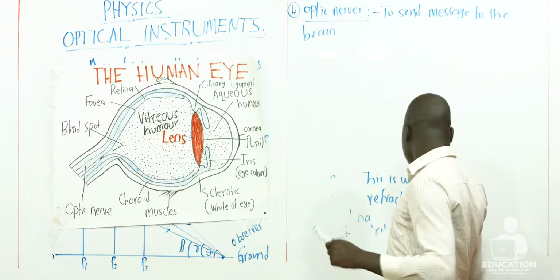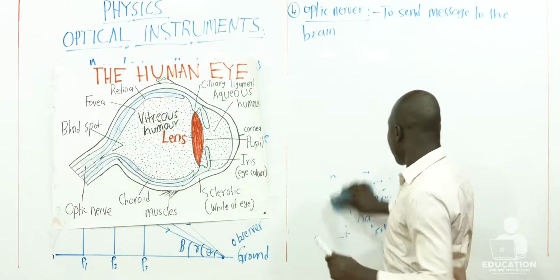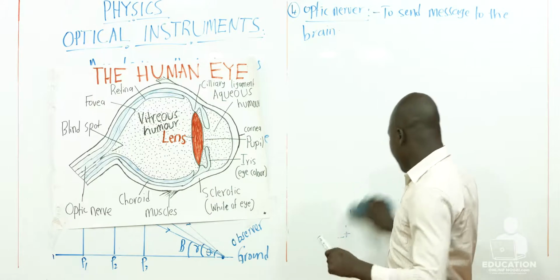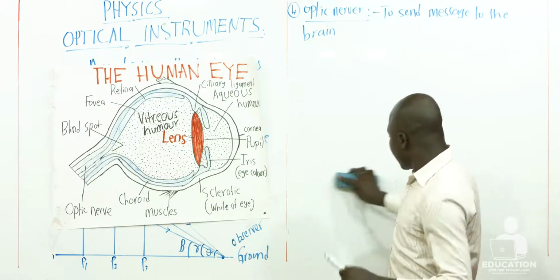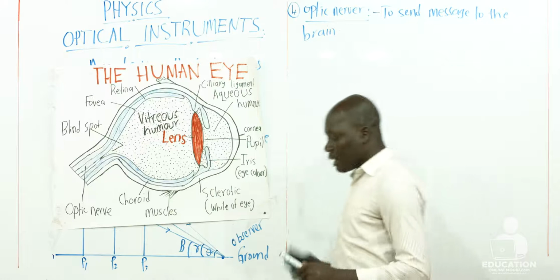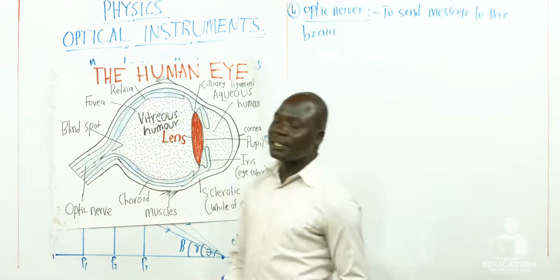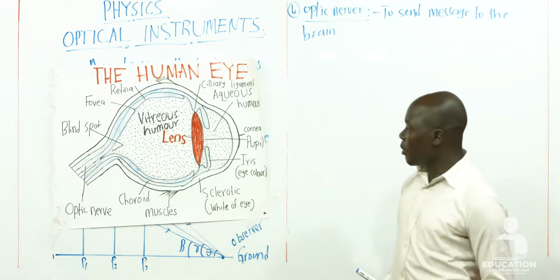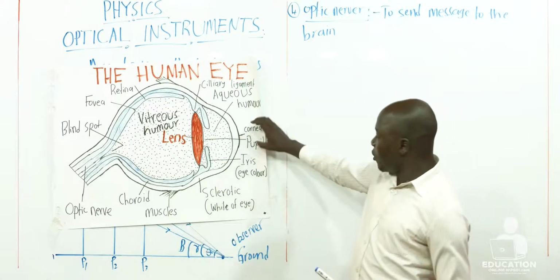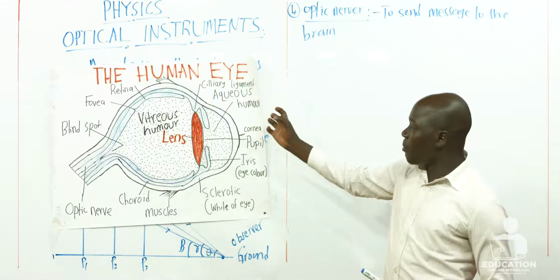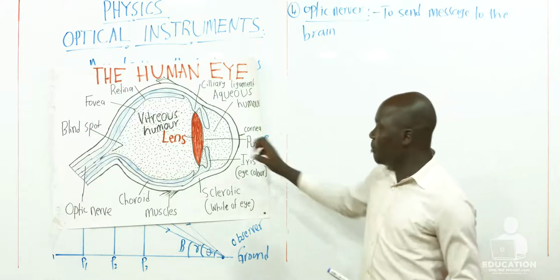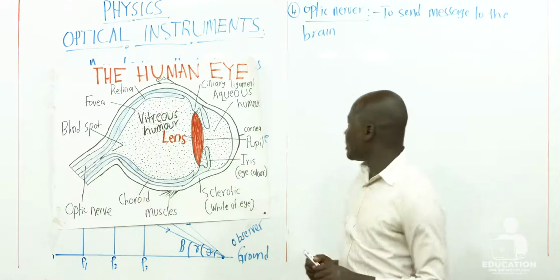And that can only happen if we have some eye defects. There are defects where the eye is able to see near objects more clearly than far objects, or we can see far objects more clearly than near objects. Those conditions are called defects. But without those defects, the image must be formed on the retina.